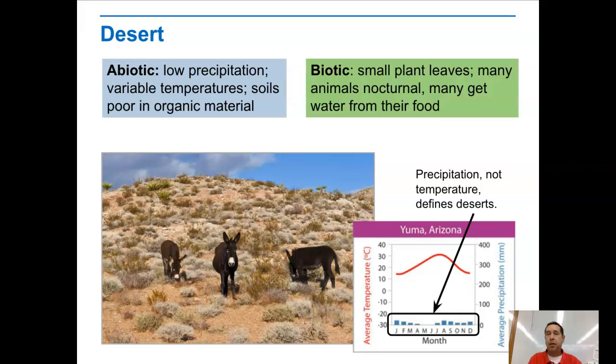Biotic, small plant leaves. The plants are adapted to conserve water and protect themselves from being eaten by things looking for water. A lot of the animals are nocturnal because it cools off at night quite a bit, since the air is so dry. And they may not need to actually drink water. They may get enough water from their food to survive.